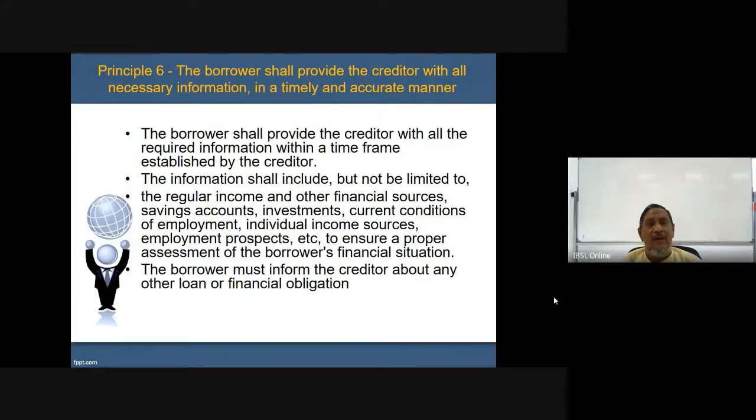with the confirmed, stabilized, right, position of the employment. Individual income sources, employment prospects, etc., to ensure proper assessment of the borrower's financial situation. The borrower must inform the creditor about any other loan or financial obligation, any borrowings from any other bank.